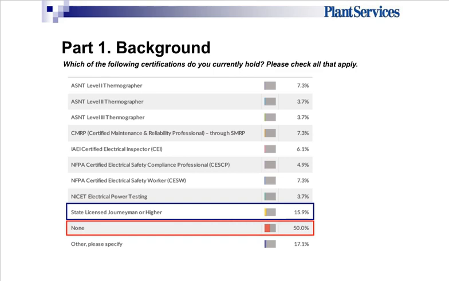So if there's an area that you're interested in, it's always worth talking with your supervisor or your employer about what it would take to start getting certified and what value that would add to the company.